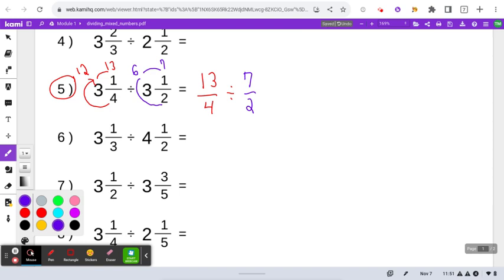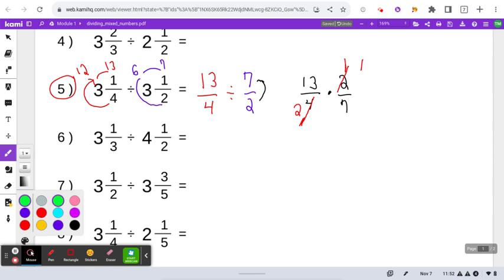Okay, now we need to multiply by the reciprocal. So we'll leave 13/4 and we'll change the division to multiply. And we'll change 7/2 to 2/7. If possible, you can cross cancel, which you can on this one. 2 and 4 both have the common factor of 2. So you would do 2 divided by 2 to give you 1. And you would do 4 divided by 2 to give you 2.